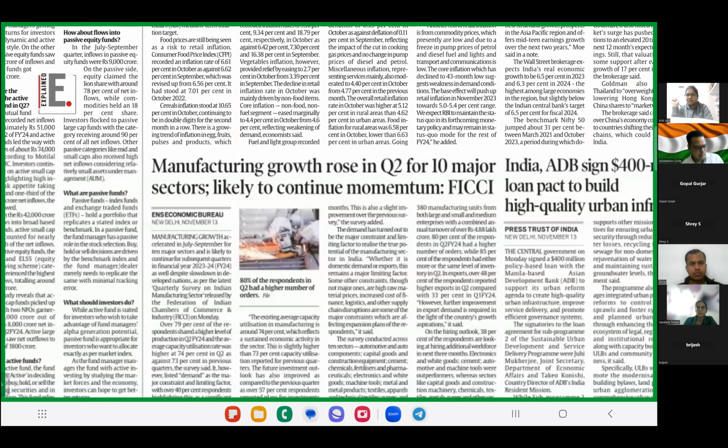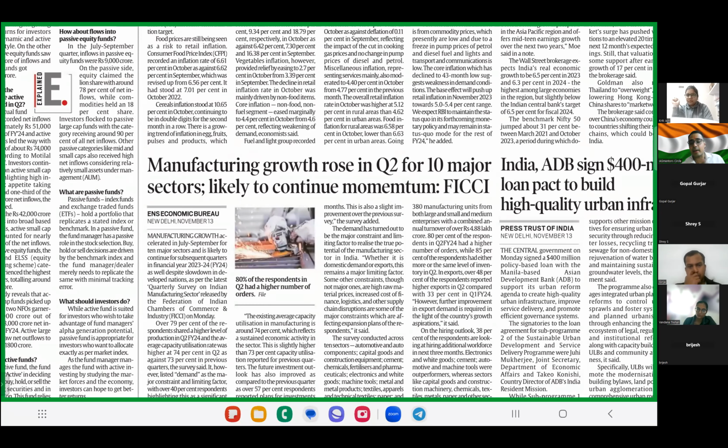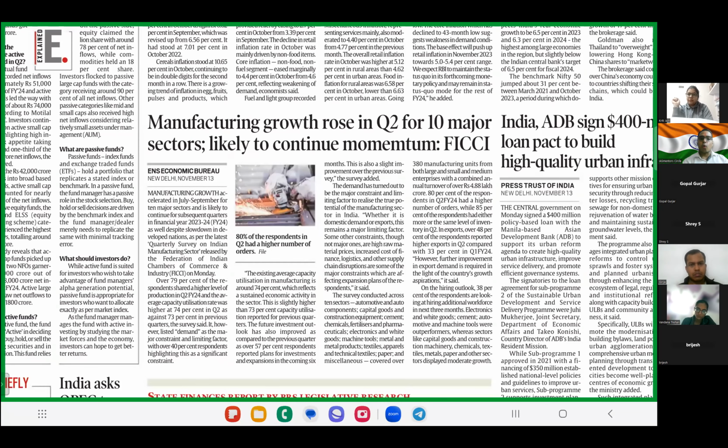Manufacturing growth rose. Okay, 10 major sectors likely to continue momentum. So, which 10 sectors are likely to continue momentum? You just focus on it, and on how you can utilize the same in your answer. Suppose someone asks you what you have to do for the new industrial policy. Suppose you have to come up with the new industrial policy 2.0. Now you know 10 sectors which are working well. You know which 4 are not doing well. Mention you have to focus on these 4.